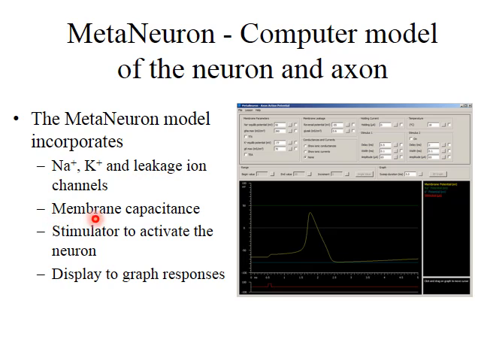MetaNeuron also includes membrane capacitance, which leads to the membrane time constant being generated, and there is a built-in stimulator which can activate the neuron, depolarize the neuron, and lead to the generation of action potentials. MetaNeuron, as you can see from the figure here, includes a display, a graph of the voltage versus time. This mimics what you would see in a real experiment if the results are displayed on an oscilloscope. And so the voltage of the cell, in this case an action potential, is plotted as a function of time.